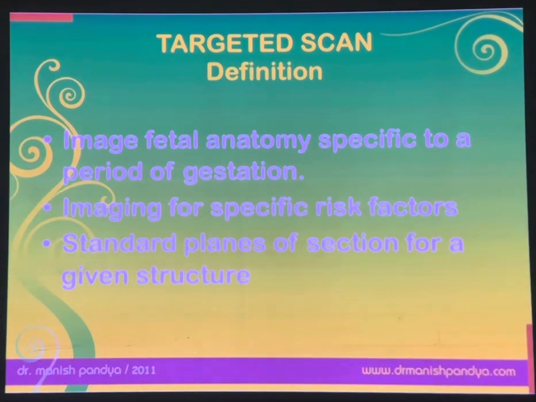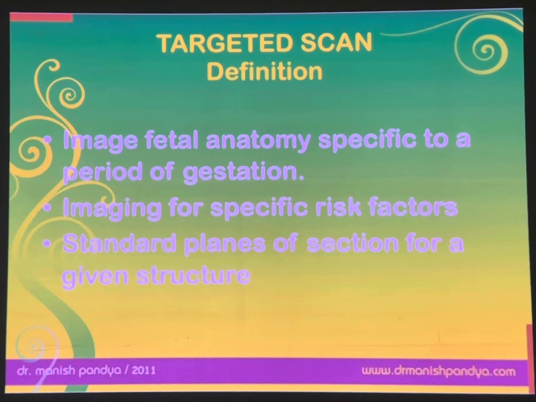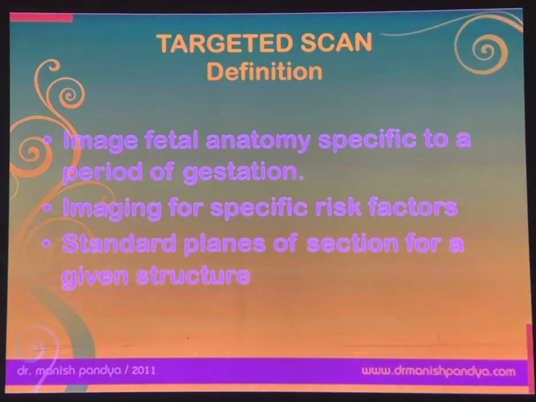Image for the specific risk factor. Suppose the patient has diabetes and you are doing a 14 to 16 week scan. Just try to scan the heart, because we know that in diabetes mellitus the chances of congenital heart disease are more. So you have to look for 4-chamber, RVOT, LVOT, 3-vessel tracheal view, and you have to see the flow. Then there is a standard plane and section given for every structure, and this is known as the rule of 3.